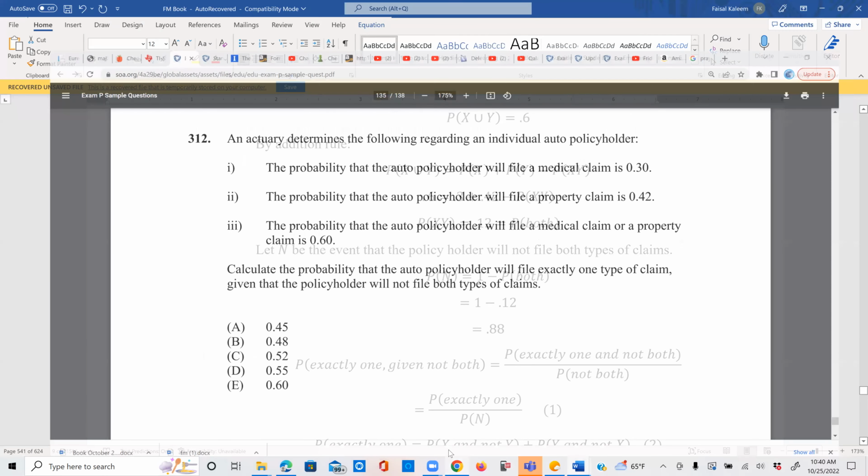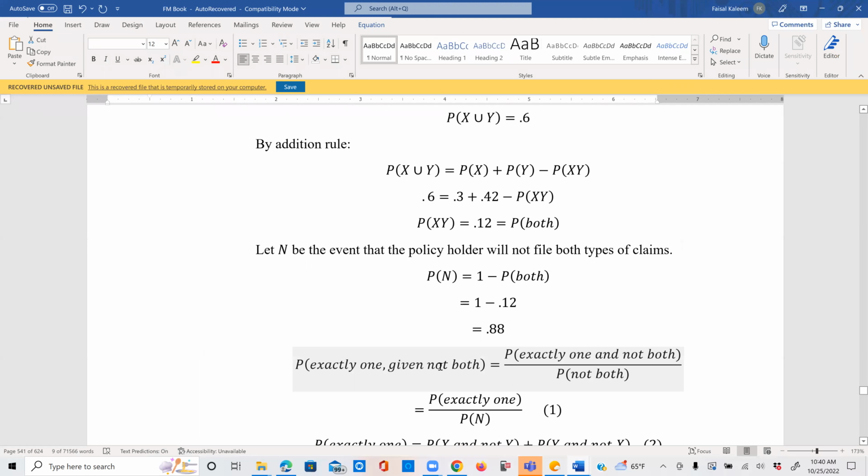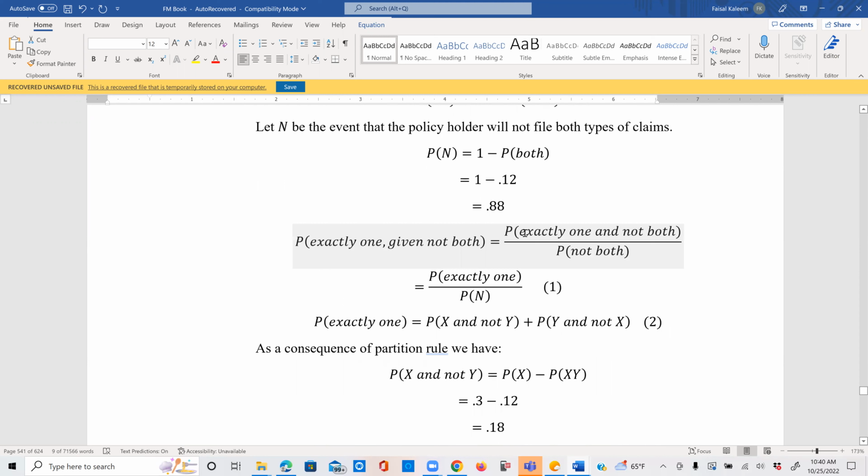And we are to find the probability of filing exactly one type of claim given not filing both types of claims. So exactly one given not both would be exactly one and not both, by our basic formula, divided by the probability of not both. In the numerator we are saying a redundant thing when we say exactly one and not both, because exactly one obviously means that you're not filing both. So this can be compressed to just exactly one. Therefore, we have the probability of exactly one divided by the probability of not both, which is P of N.